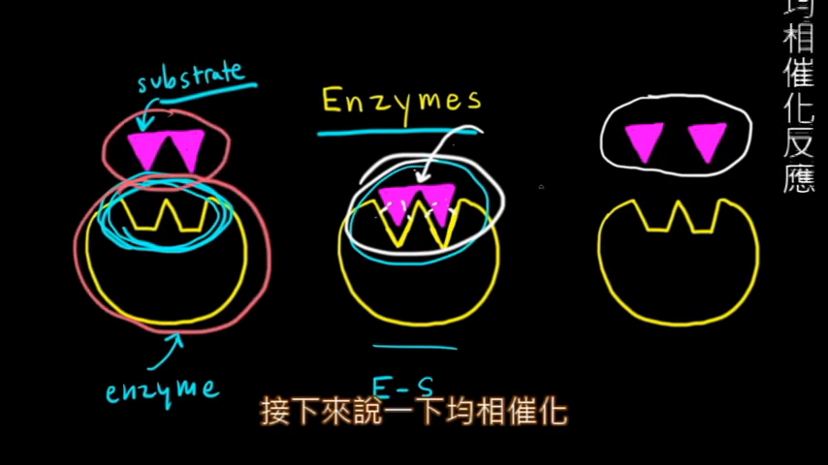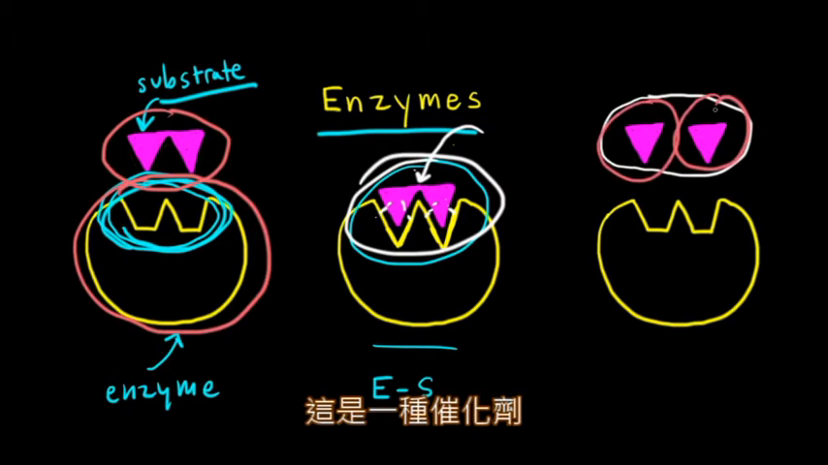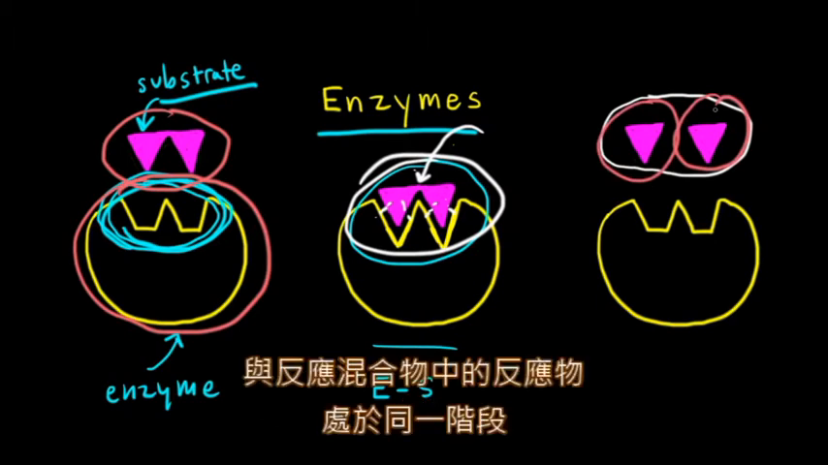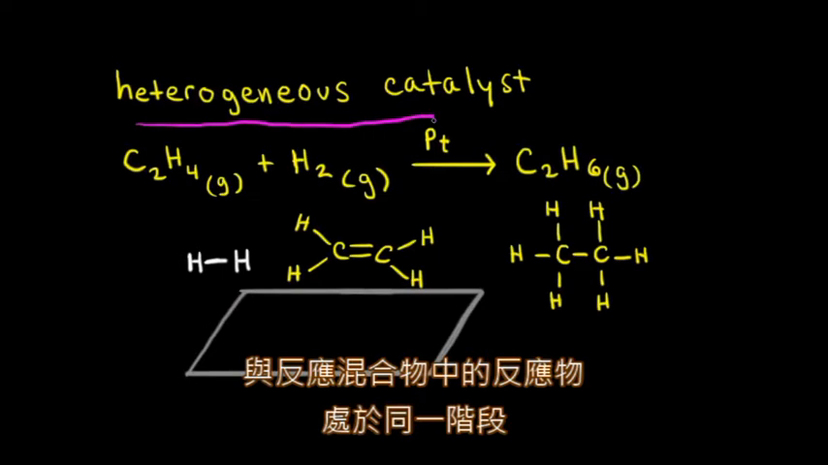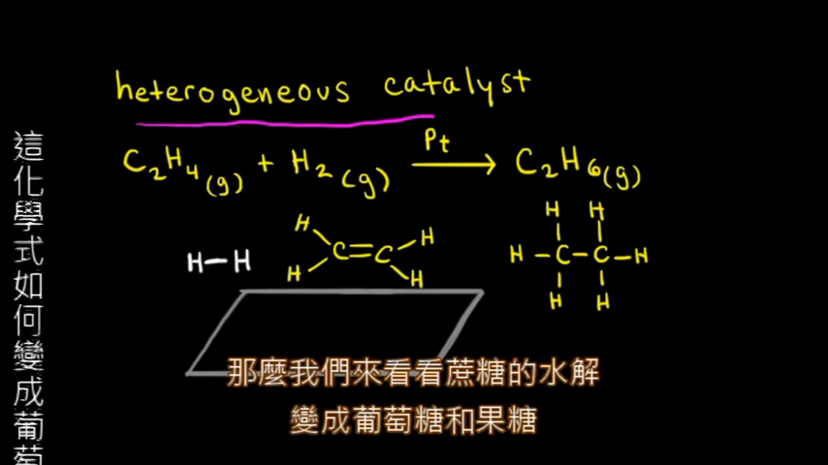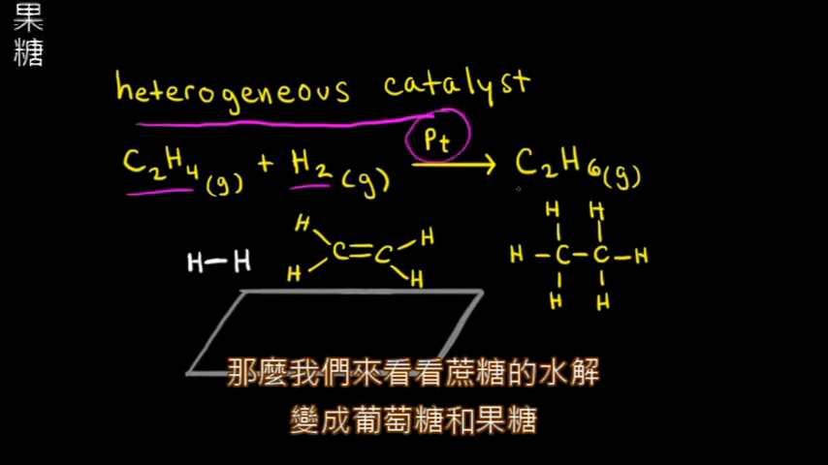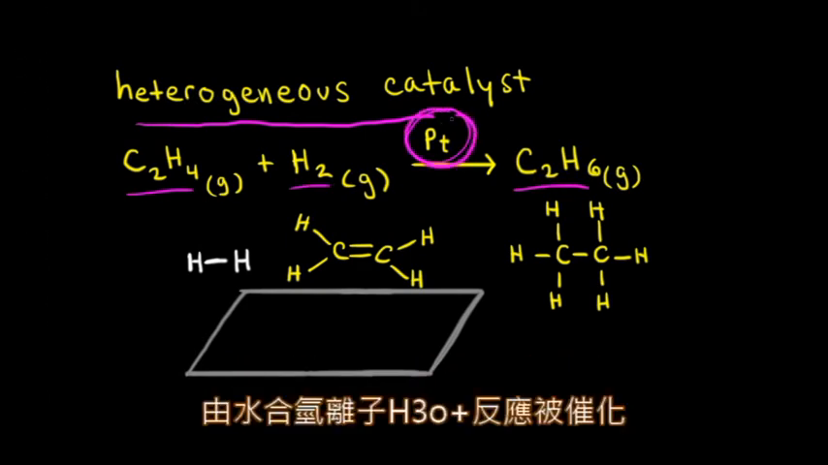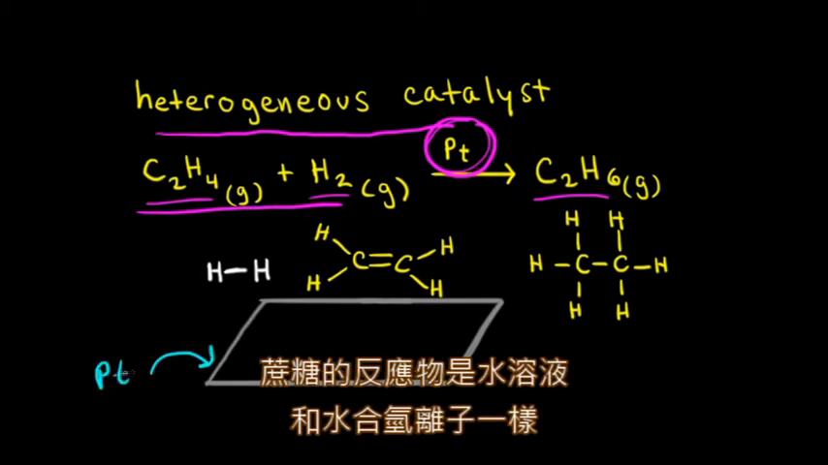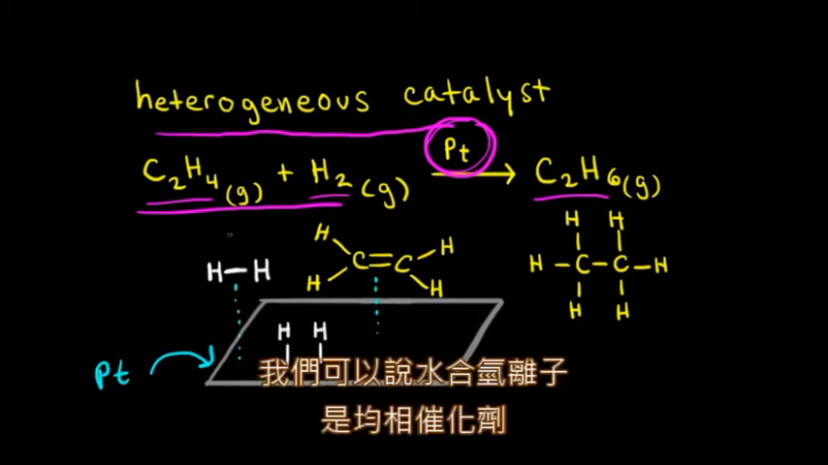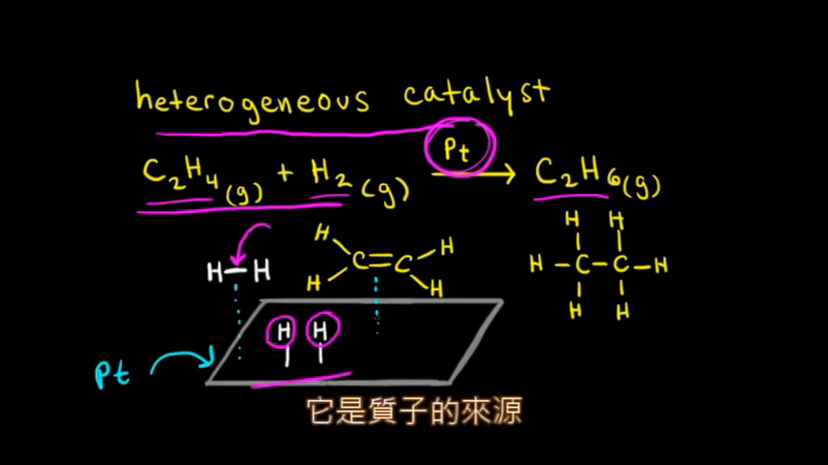Next, let's talk about a homogeneous catalyst, which is a catalyst that's present in the same phase as the reactants in a reaction mixture. So let's look at the hydrolysis of sucrose to turn into glucose and fructose. This reaction can be catalyzed by the hydronium ion, H3O+, and since sucrose, our reactant, is in an aqueous solution, and so is the hydronium ion, we can say that the hydronium ion is a homogeneous catalyst, and it's a source of protons to catalyze this hydrolysis reaction.